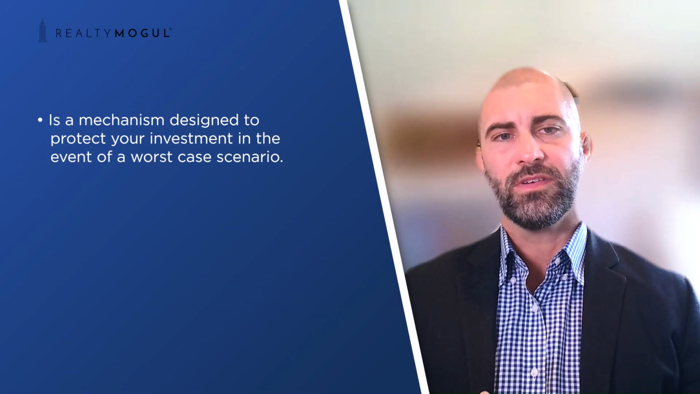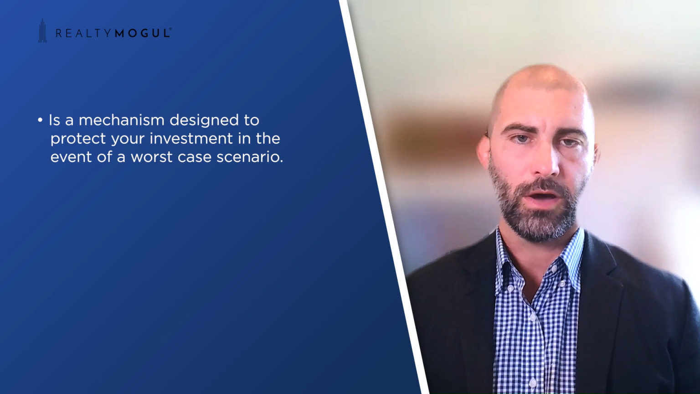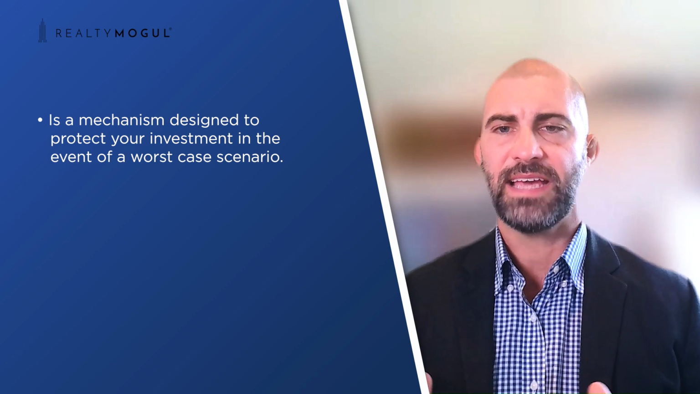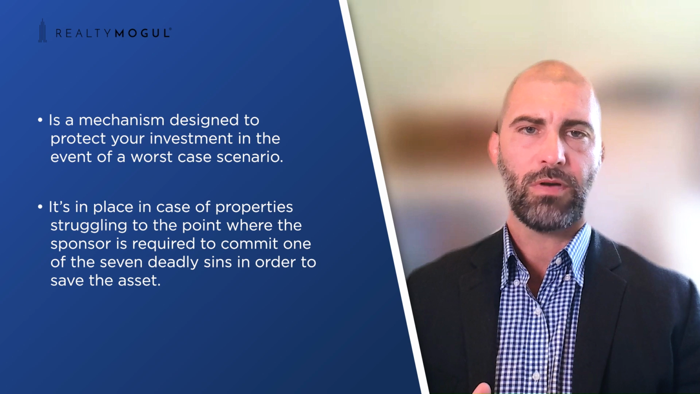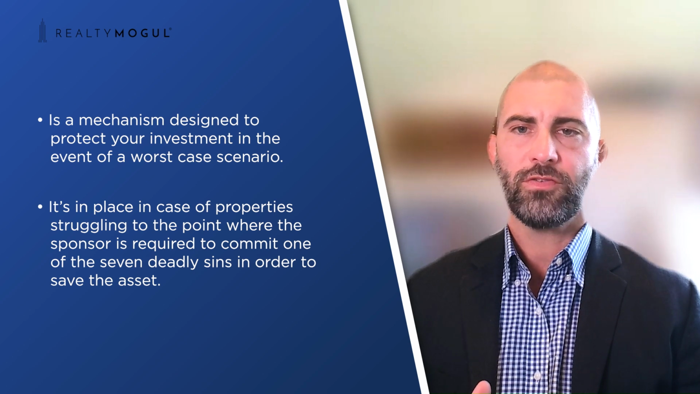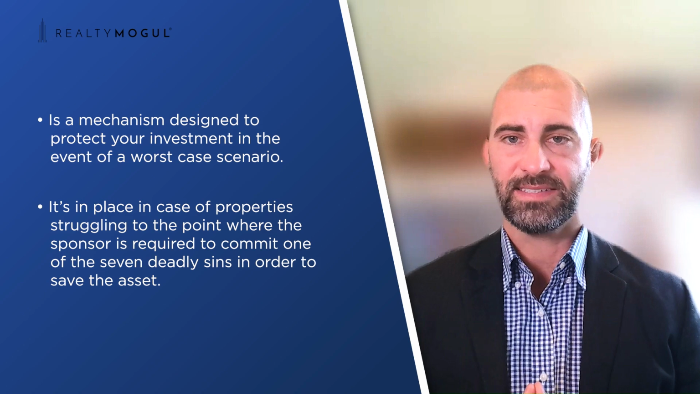So, when investors review a DST's private placement memorandum, or PPM for short, they'll usually come across the term springing LLC. This is a mechanism designed to protect your investment in the event of a worst case scenario, a sort of break glass in case of emergency type function. It's just in place in case a property is struggling to the point where the sponsor is required to commit one of the 7 deadly sins in order to save the asset.